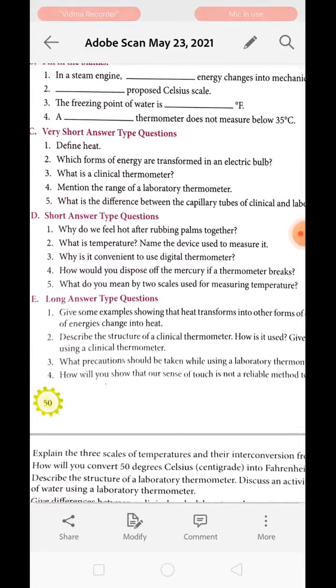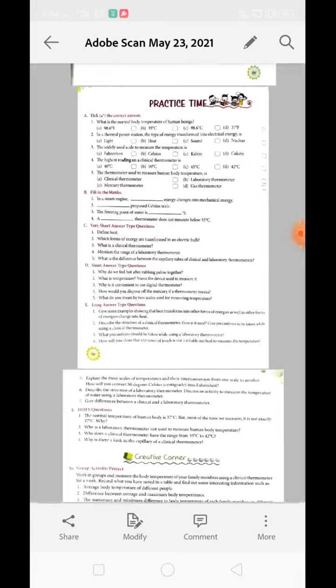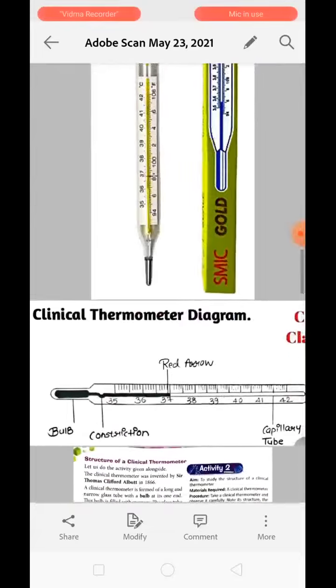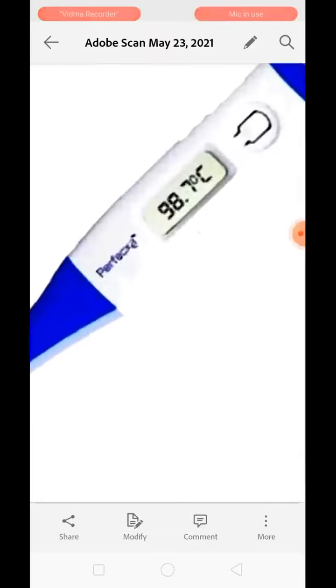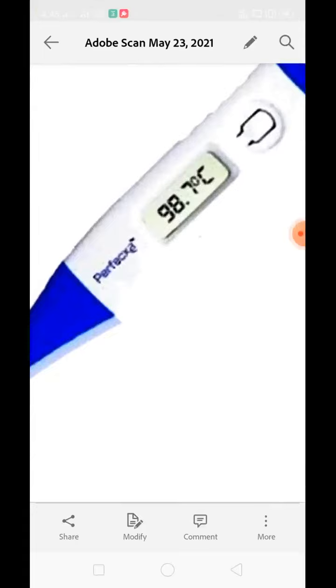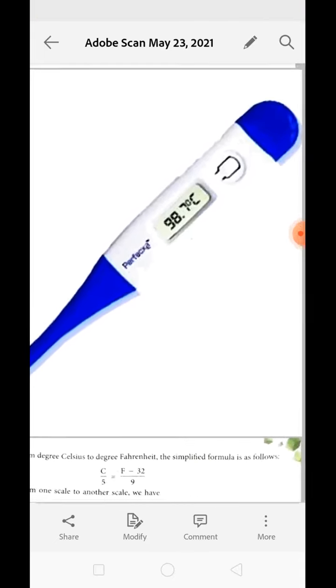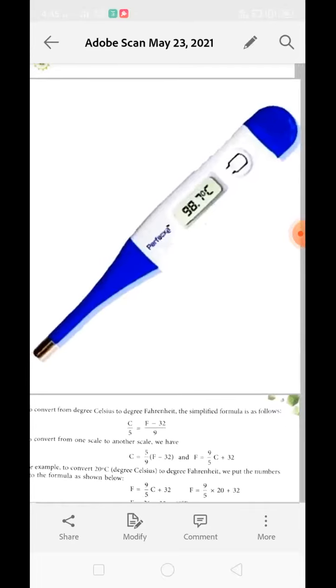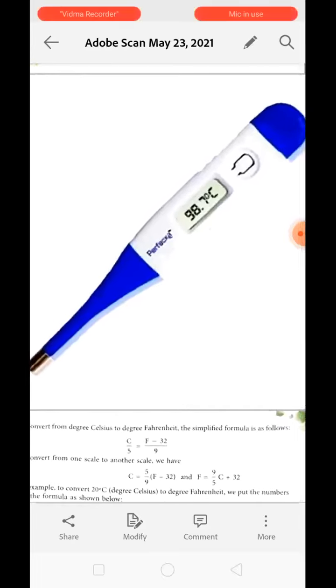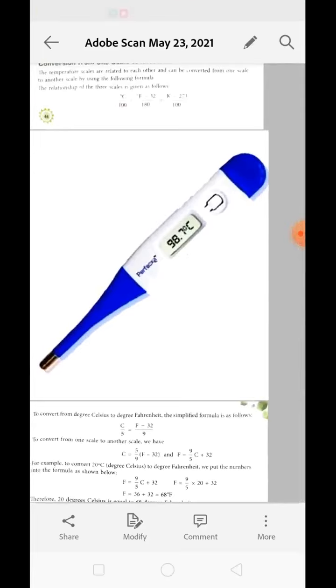Third question, why is it convenient to use a digital thermometer? Very simple. See over here, we have a picture of a digital thermometer. We don't need to read the temperature. It is simply written over here in the digital thermometer. It is not using mercury. Mercury is a poisonous substance which can be fatal. So this type of thermometer is very convenient to use.